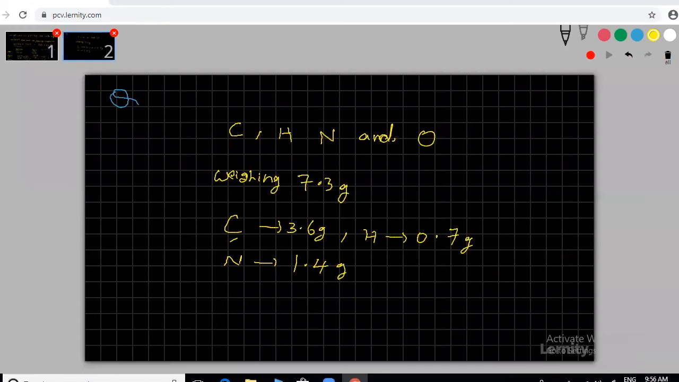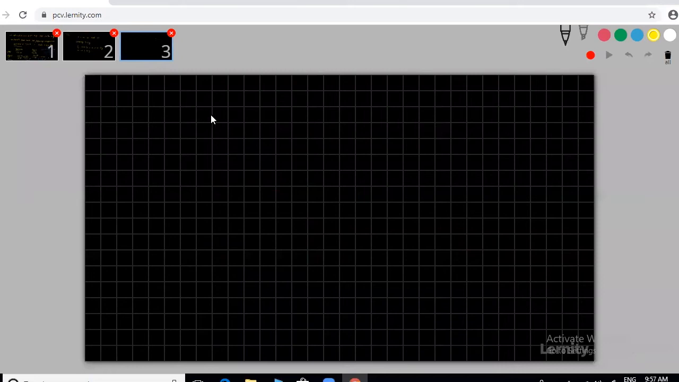Most of the people got the answer, I think. You can see carbon, hydrogen, nitrogen, oxygen. What is the carbon weight they gave? 3.6. Step 1. Hydrogen how much? 0.7. Next, nitrogen 1.4. If you add all these, we subtract from the total weight 7.3. That is 7.3 minus 3.6 plus 0.7 plus 1.4. The remaining one is oxygen, that is 1.6. This is equal to the oxygen weight.